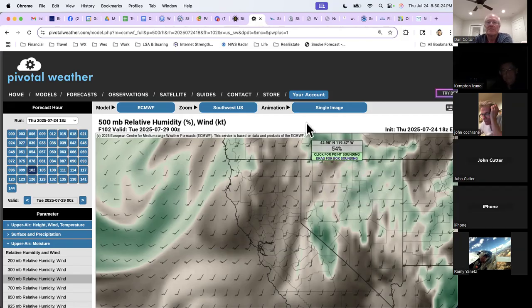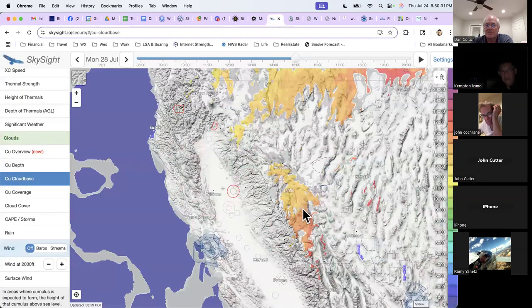Yeah, but for the Sierras and the Whites, it looks pretty good. Yes, 50%. And how does Monday look on the Whites and Sierras? Yes. And Sunday? Let's go back to Sunday.